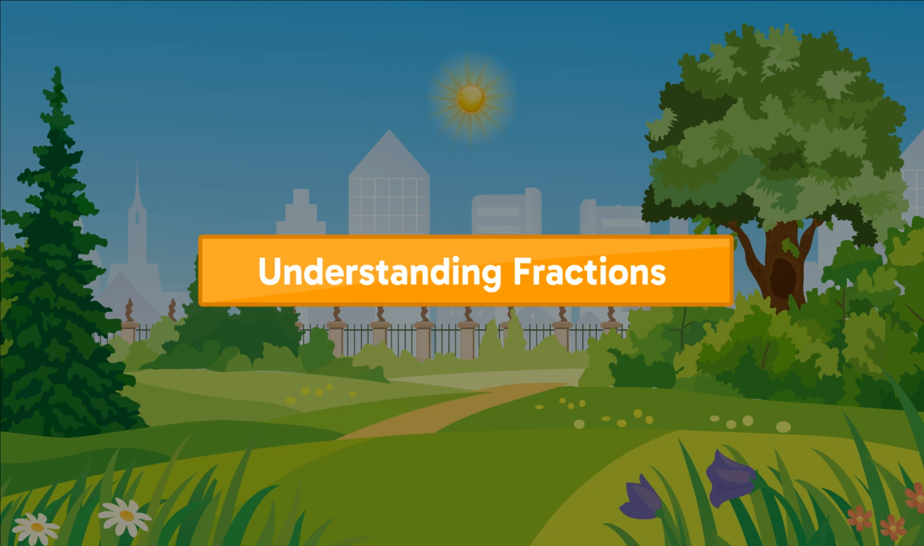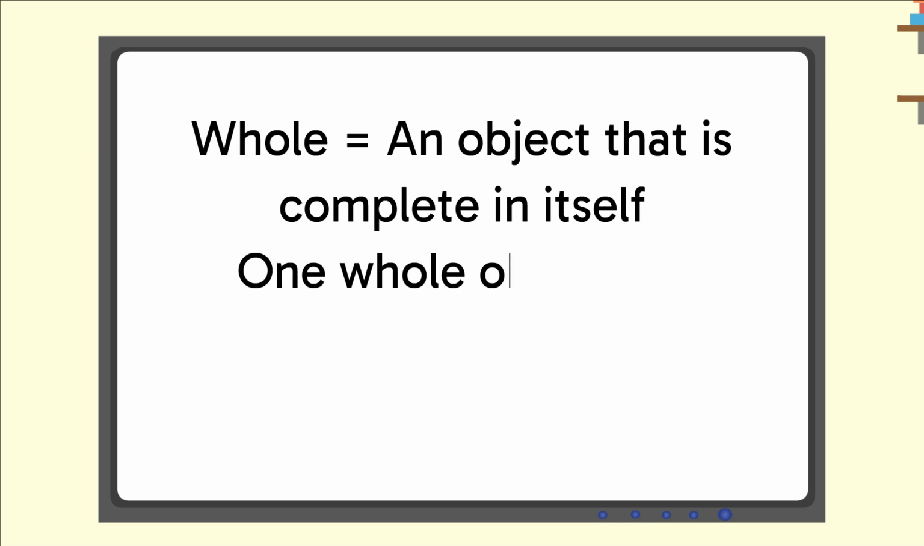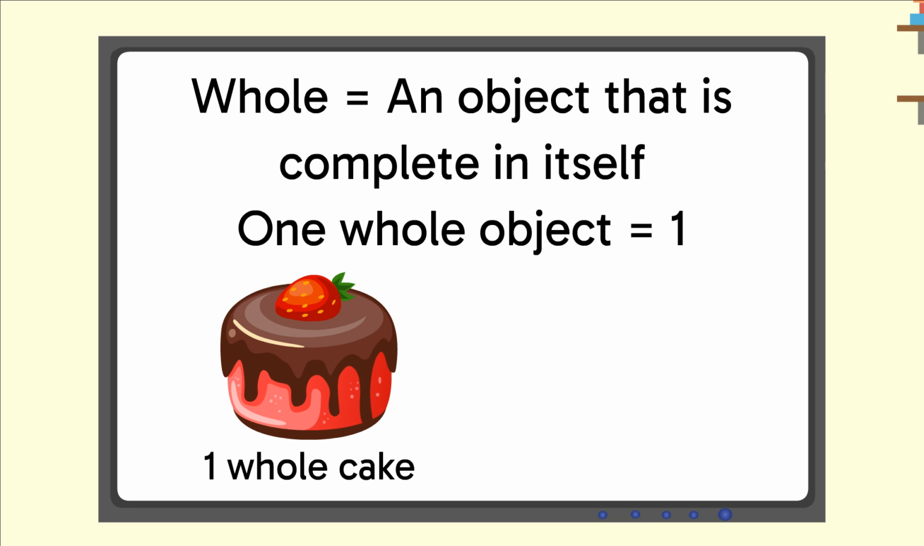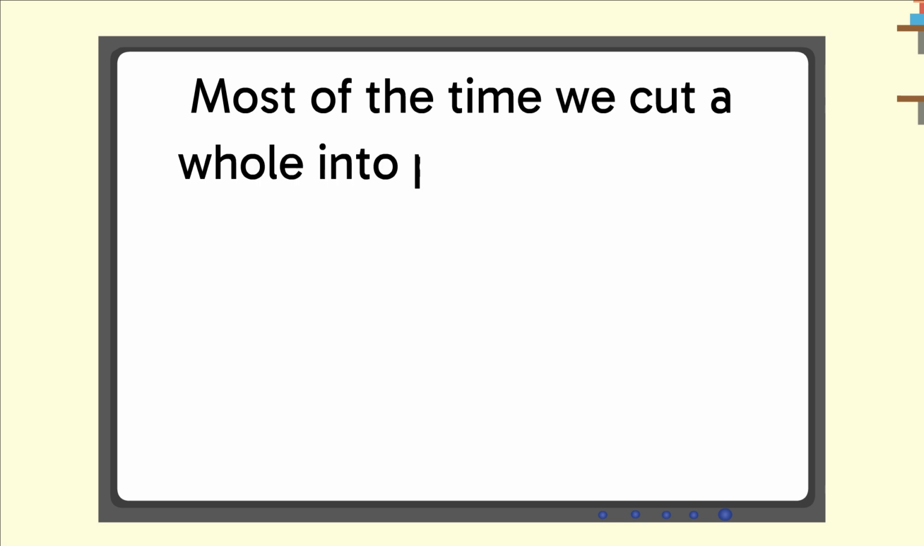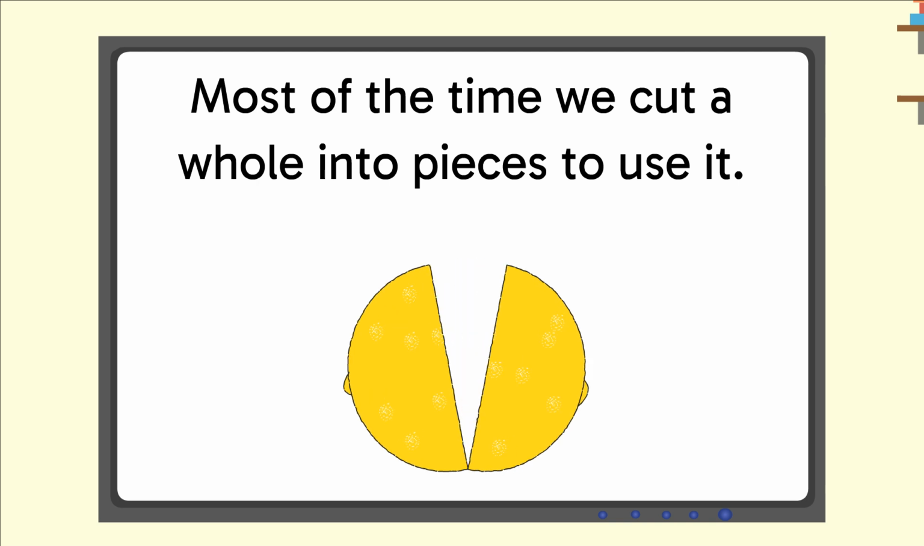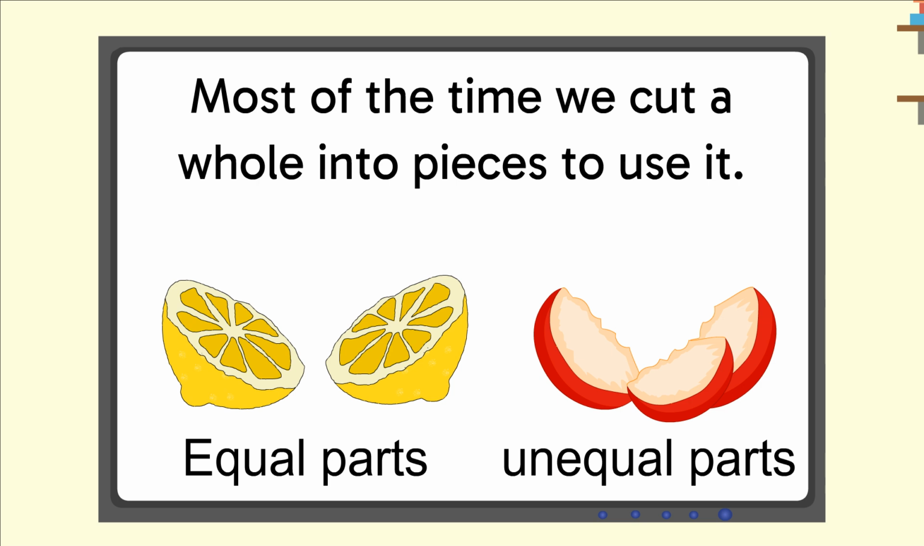Understanding fractions. An object that is complete in itself is a whole. The number 1 is used to show the whole object. One whole cake. One whole apple. Most of the time, we cut a whole into pieces to use it. Some pieces are cut in equal parts, while others in unequal parts.